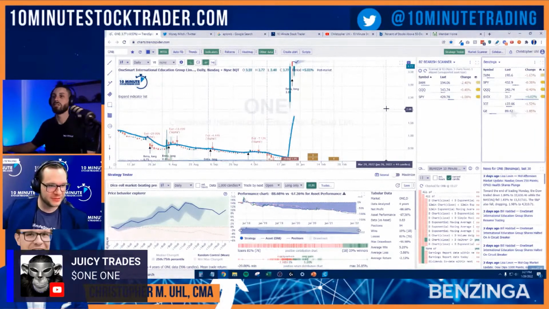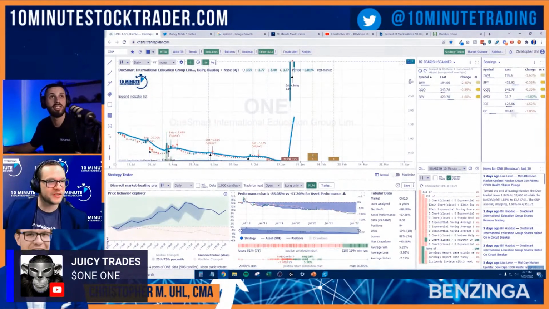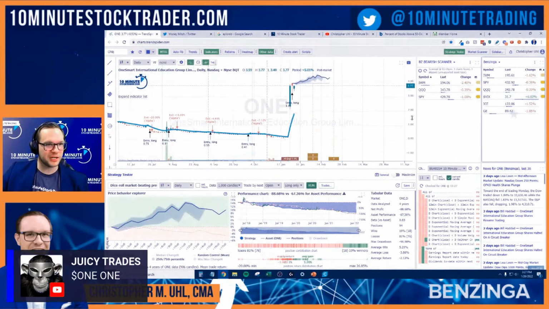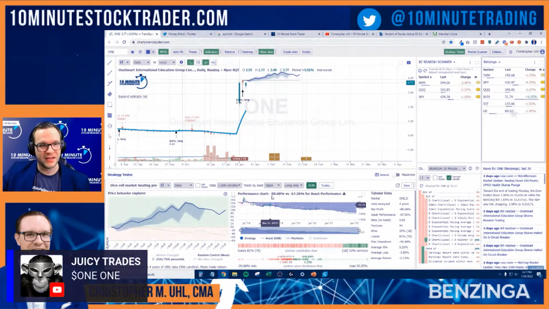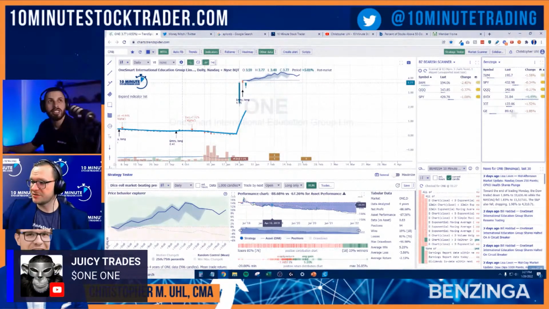Wow. Well, first off, One Smart International Education Group Limited had a monster move. It looks like a reverse split maybe, but either way, that should be reflected in the chart. This stock is down 67% in the last 1,000 candles, and the backtest is a negative 88%. So this is one, unfortunately, that would be completely off my radar. But it might be awesome for you.